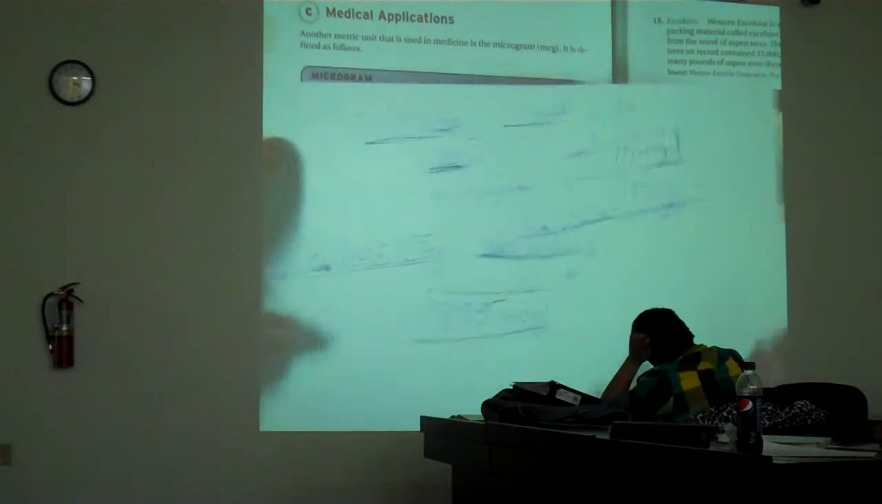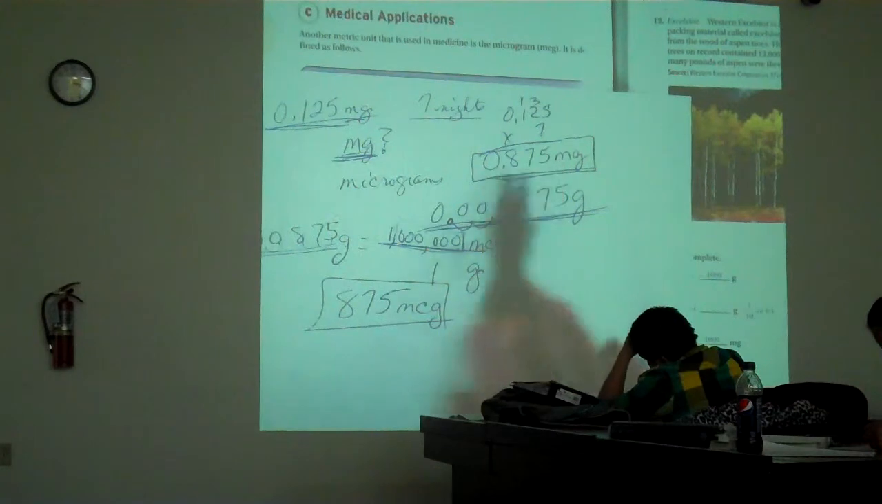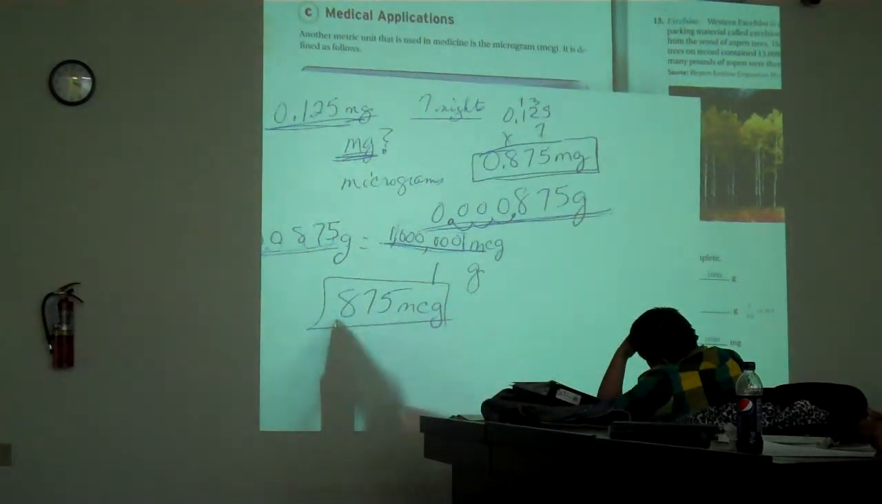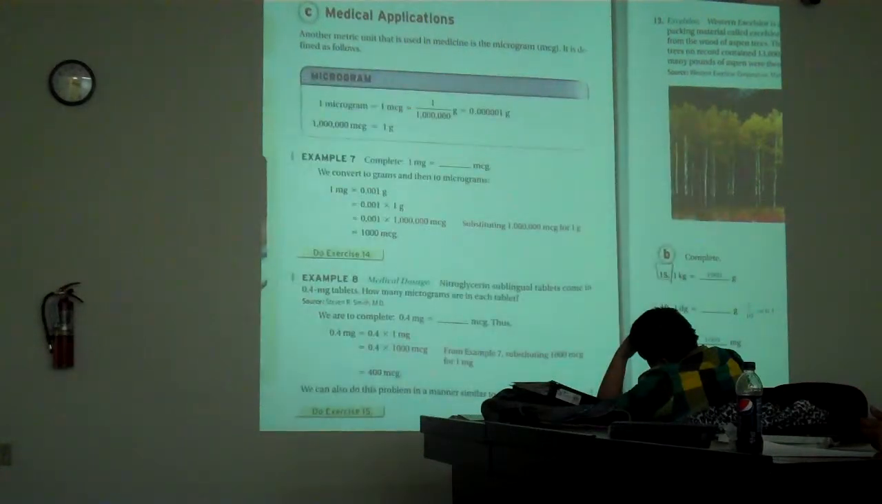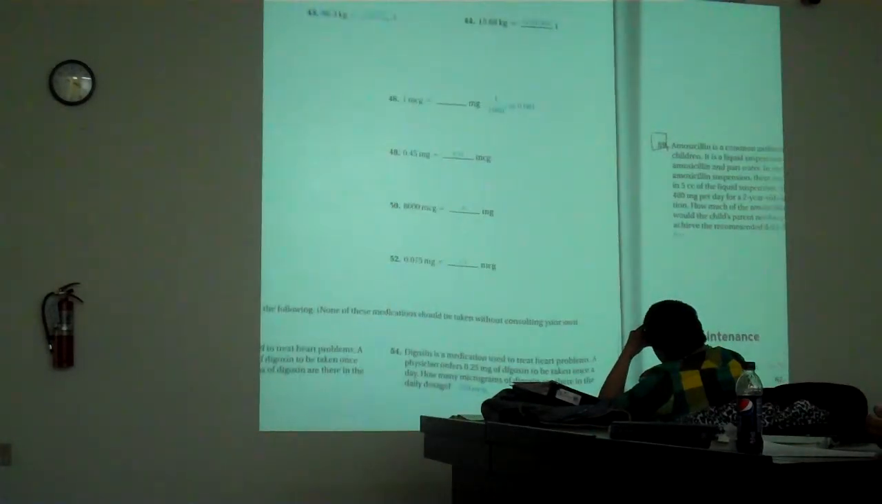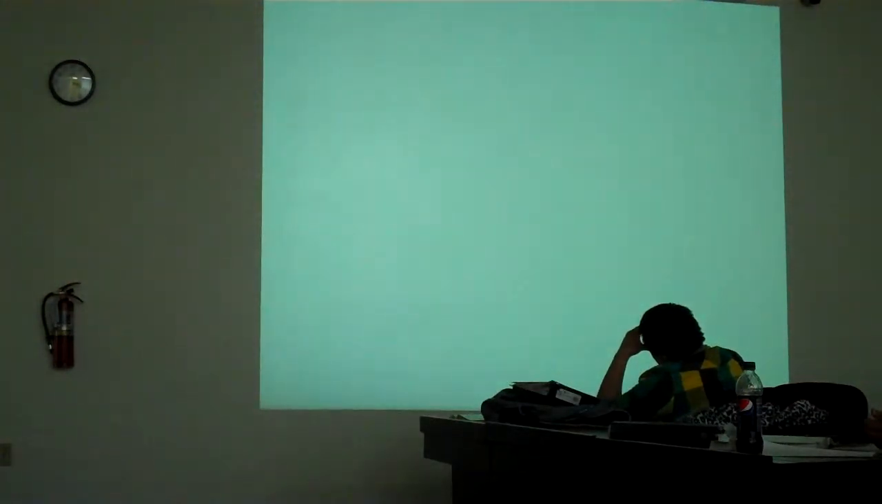So looking at this, you know what you can do to get from a milligram to a microgram, right? All you have to do is move it 3 times. From milligram to microgram, we could have just moved it 3 if we knew that. And now you know it, so you can do that. You don't have to do the whole job. Okay? So you're going to use that chart for the medical applications.